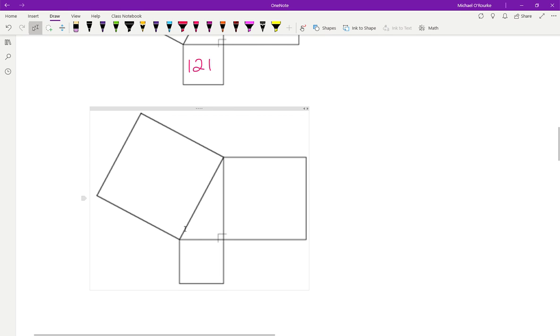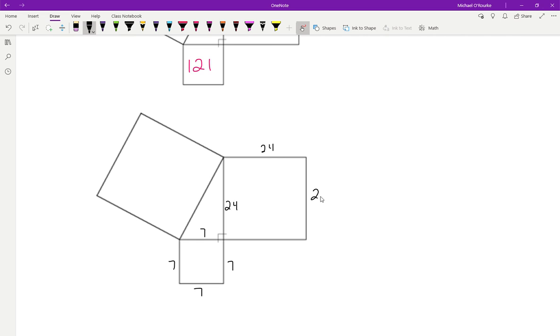Let's do this. I'm going to give you this side is 7. I'll lead you on a little bit. This side is 24. I want you to fill in these spots.